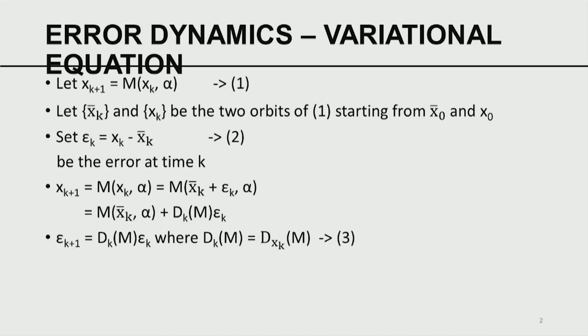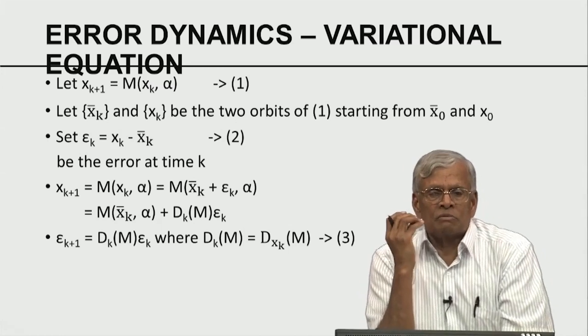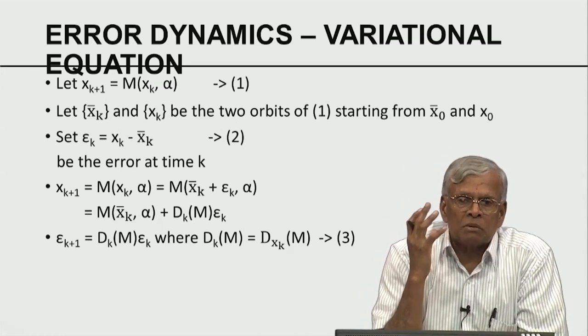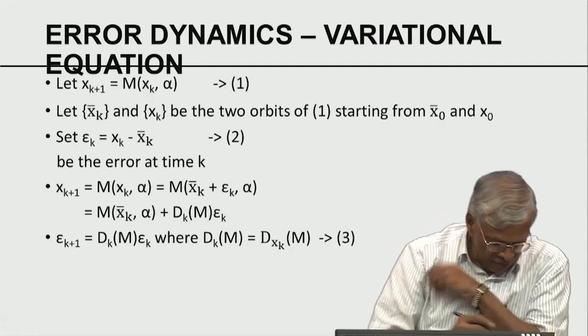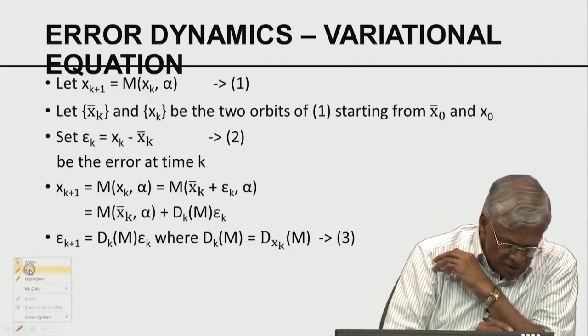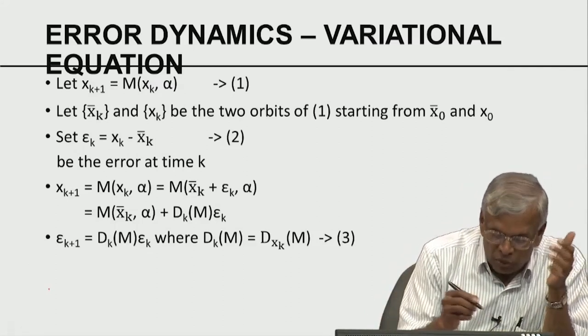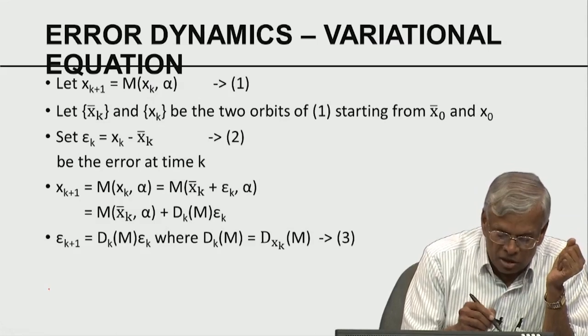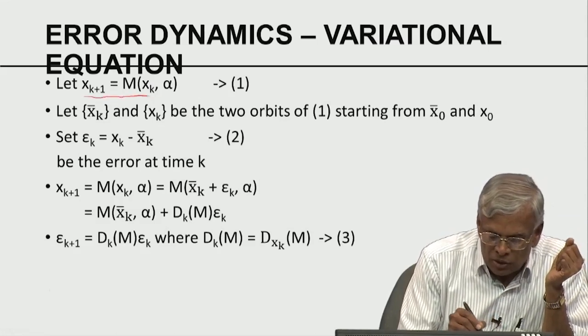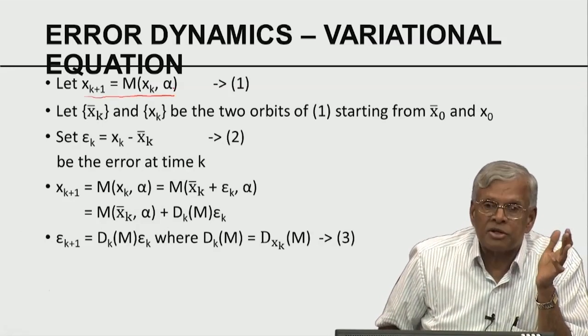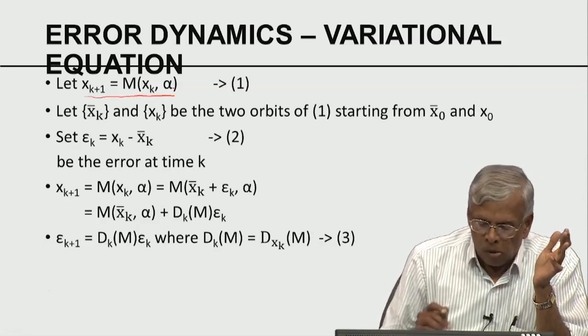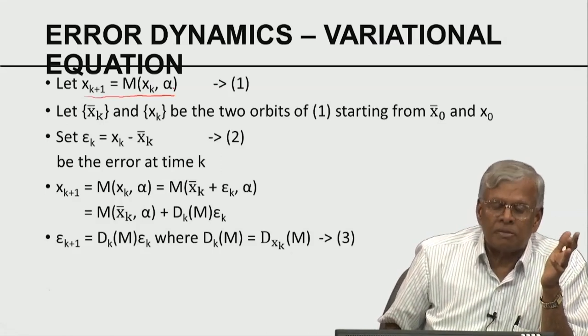So, as a starting point, we are going to talk about what's called error dynamics or variational equation, which we have already alluded to when we talked about 4DVAR methods. So, we will quickly start developing some of the basic tools that we would need in the analysis of deterministic predictability. Let x_{k+1} = M(x_k, α) be a deterministic model. x_0 is the initial condition, α are the parameters.